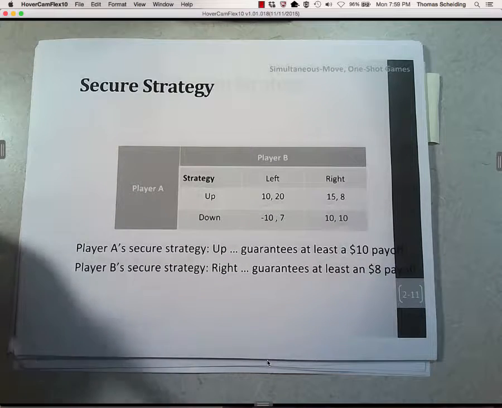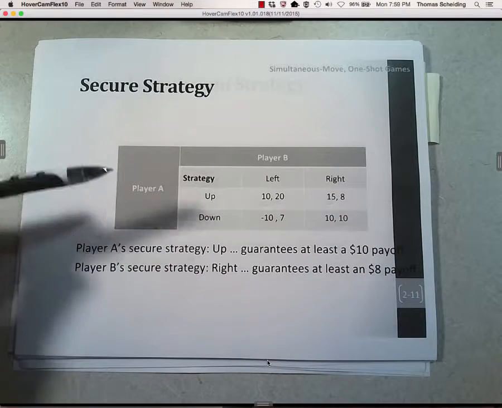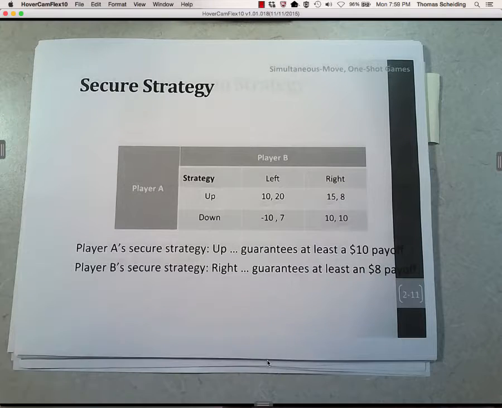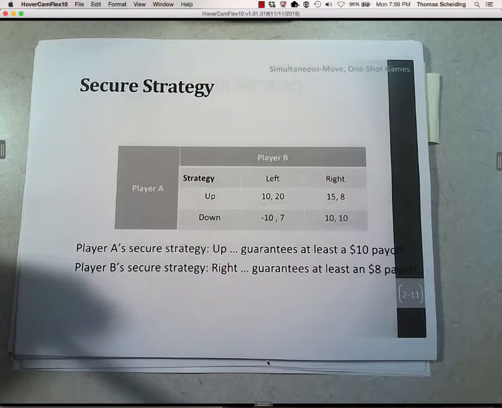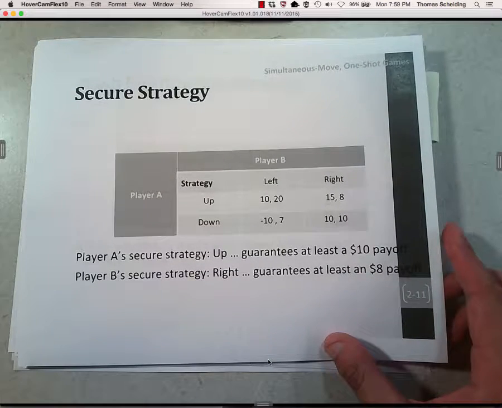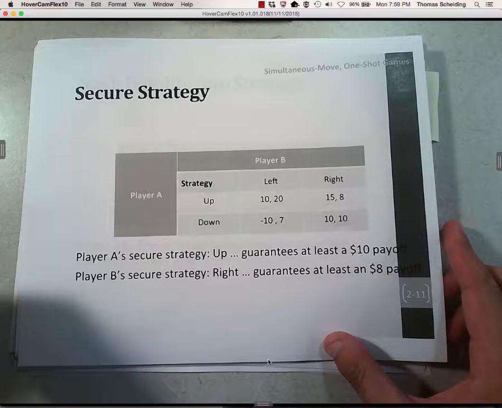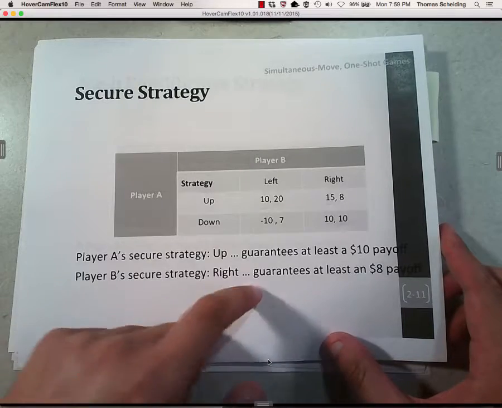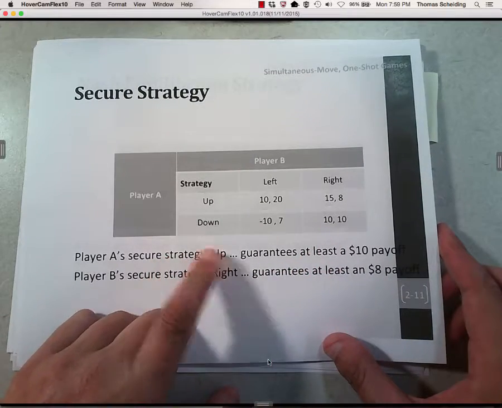So here we're just trying to play it safe, basically. Playing it safe, the secure strategy. You're comparing the outcomes and seeing which one has the smallest. You're looking for the one that has the highest amount that would be obtained, even if you lost. And in this case, for player A, choosing up, player B, choosing right.